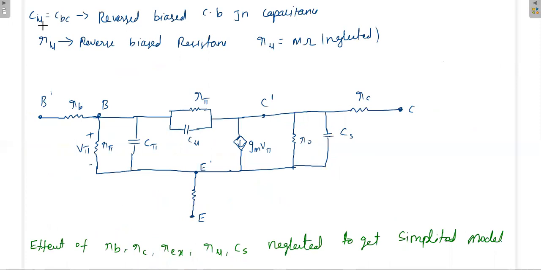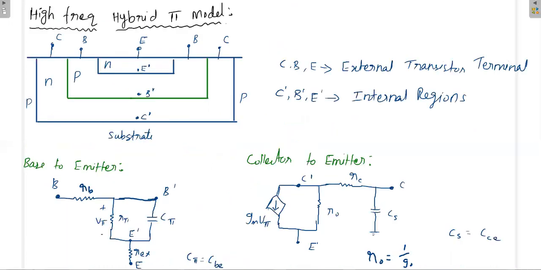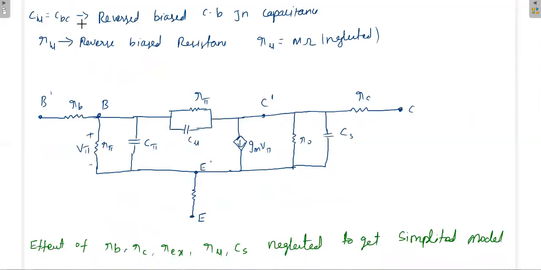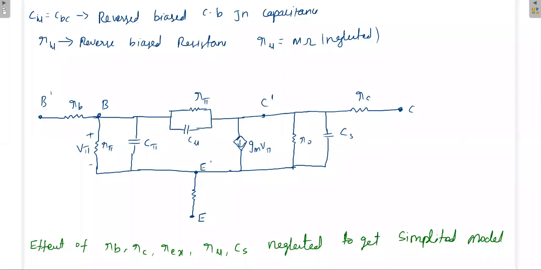And finally C mu. C mu means CBC, the capacitance between the base and the collector. And R mu is this resistance. As it is reverse biased, this resistance value is very high, so in general you can remove that resistance.